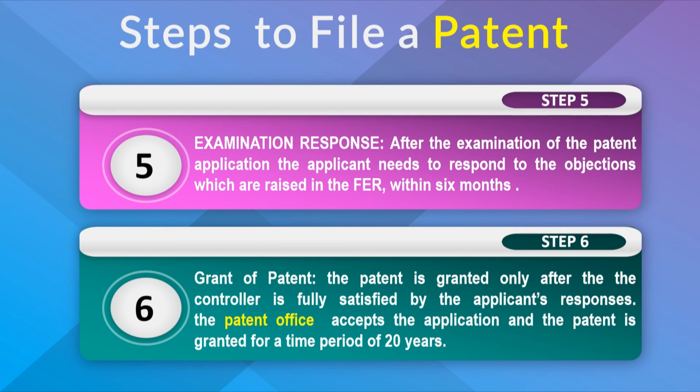The next step is step 6, grant of patent. The patent is granted only after the controller is fully satisfied by the applicant's responses. Once you have responded to the objections, and if the controller is satisfied, then he will grant you the patent. The patent office accepts the application, and the patent is granted for a time period of 20 years in our country.